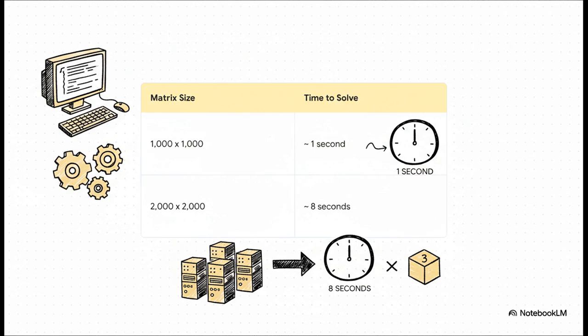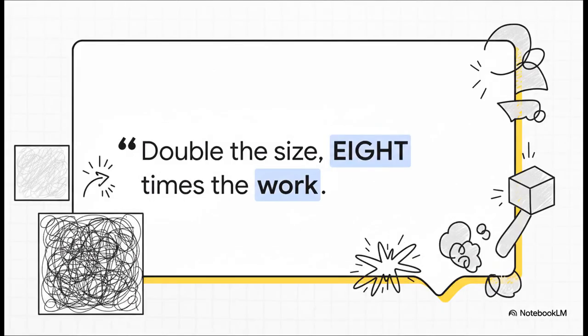Let's say it takes your computer about 1 second to solve a system with a 1000 by 1000 matrix. Now, what happens if you just double the size to 2000 by 2000? Your first guess might be, oh, it'll take 2 seconds. But because of that n cubed rule, the time gets multiplied by 2 cubed, which is 8. It's going to take around 8 seconds. This is the key takeaway, the rule of thumb you need to remember. Doubling the size of your problem means 8 times the work.